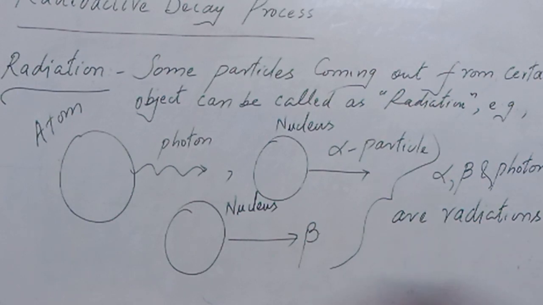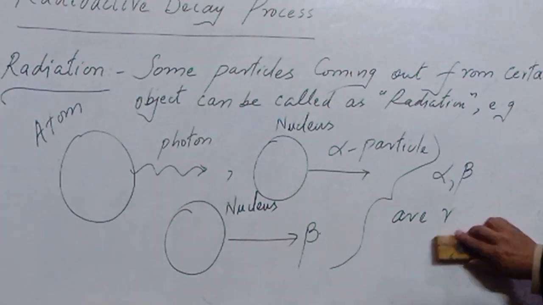It is not necessary that only the photon, alpha particle, and beta particles can come out from within objects like atoms and nuclei. Other than these particles, in certain artificial manner, we can get certain other types of radiation. Might be one proton coming out of the nucleus, one neutron coming outside from the nucleus, and so on. So these are types of particles which will be coming from within certain objects, that can be termed as radiations.